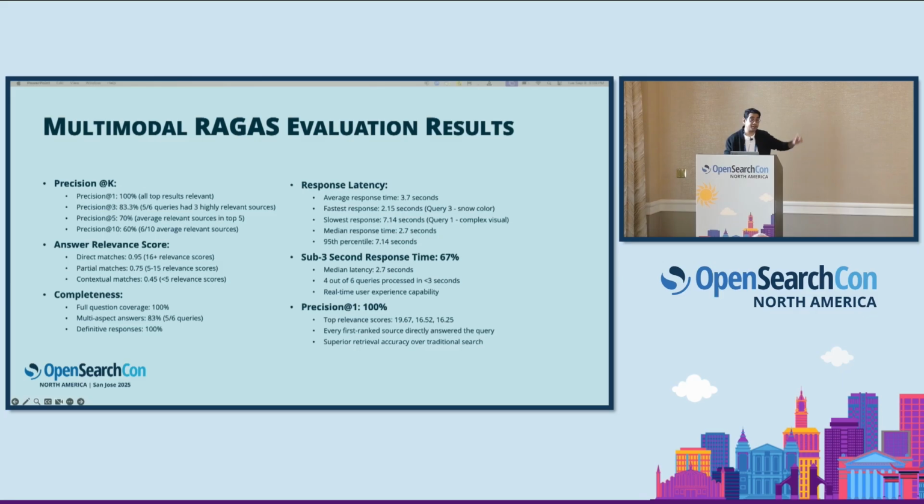So we actually retrofitted RAGas to do multimodal retrieval analysis, because RAGas by default only does text evaluations. What we've seen is the top relevance score, the precision at 1, has always been 100% with the VQA data with multimodal embeddings. Almost 70% of all of our queries have a sub 3-second response time, and our response latency is generally around 3.7 seconds for pretty much every query that we had.